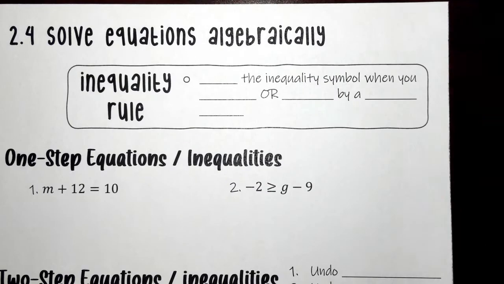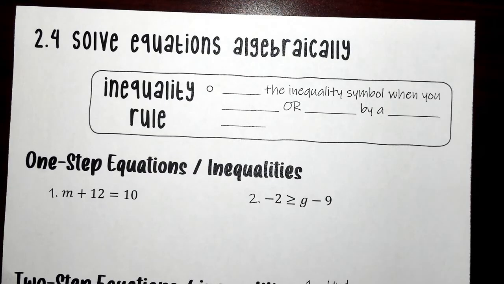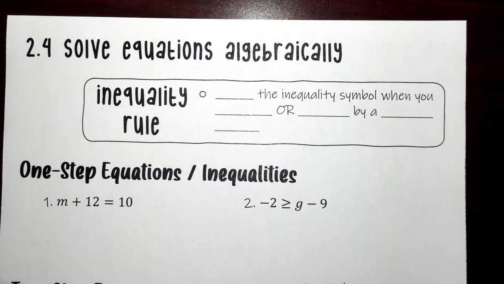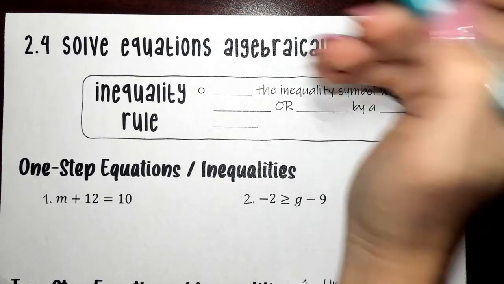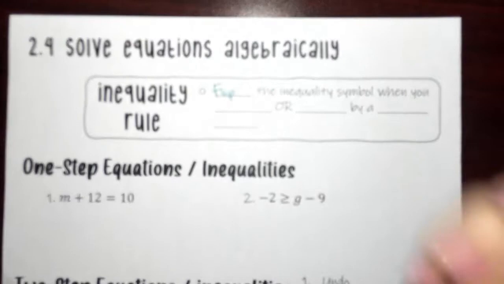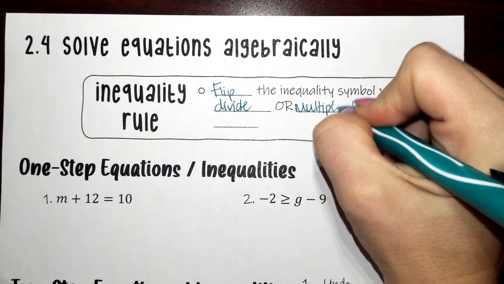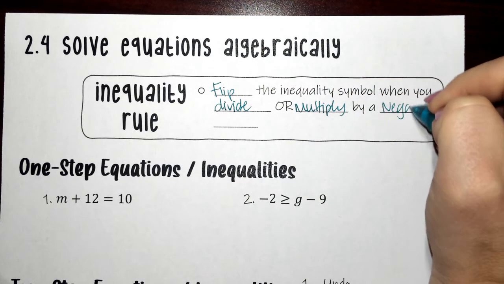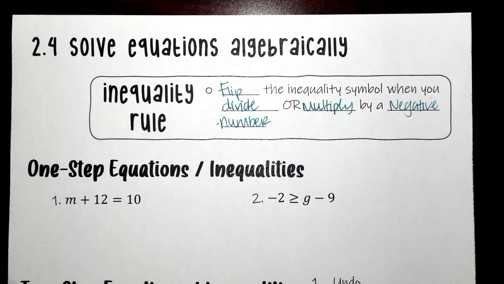Alright, we are going to algebraically, mathematically on our paper now, look at solving our equations and our inequalities. I have up here this inequality rule that we have to remember when working with inequalities: we are going to flip that inequality symbol when you divide or multiply by a negative number. So that's just something to keep in mind. It's going to make a difference with our answer.